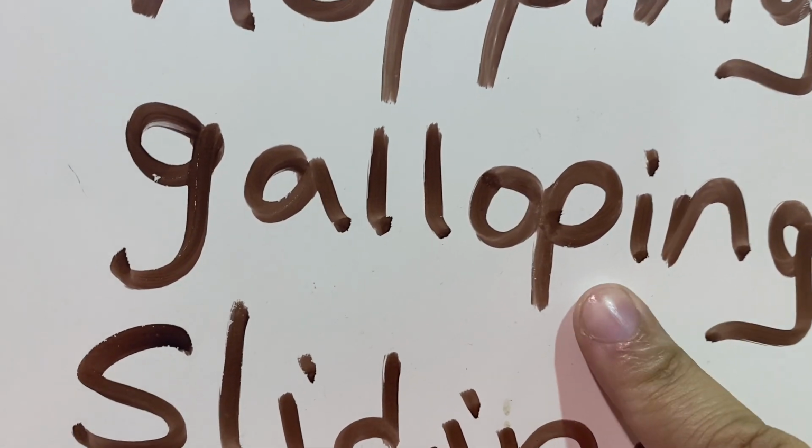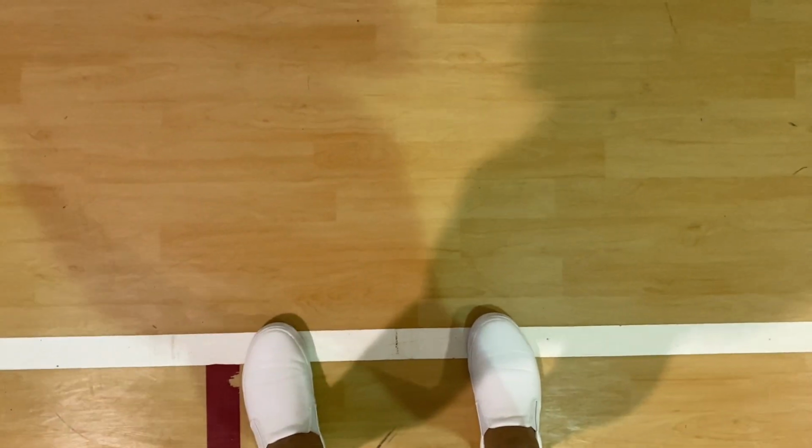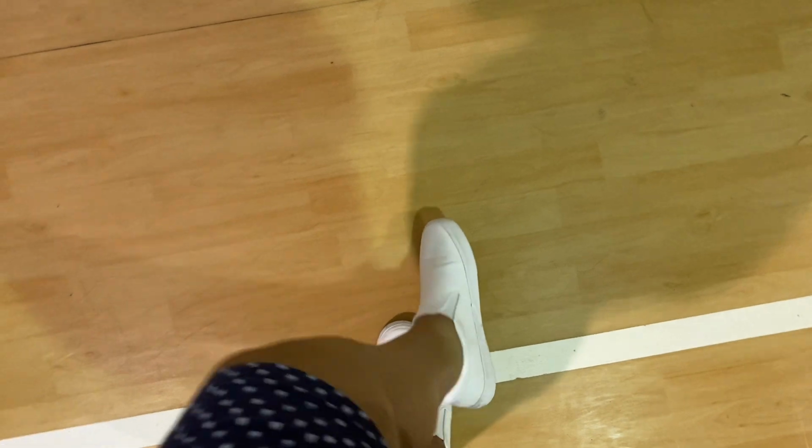Great job galloping. The next locomotor skill is sliding. So you want to face sideways. Sliding, your feet are going to basically hit each other like this. What you don't want is one foot crossing the other. So sliding, you basically want your foot to hit the next foot. For the next minute, practice sliding.